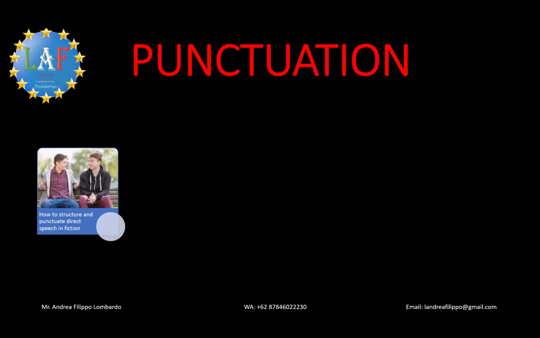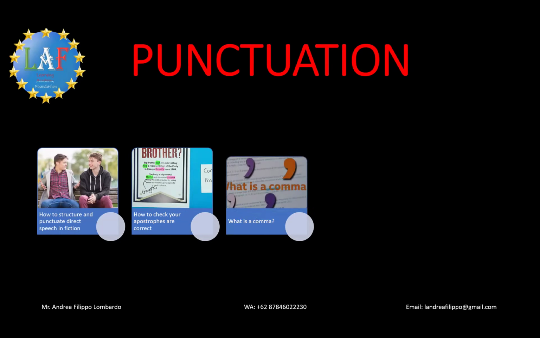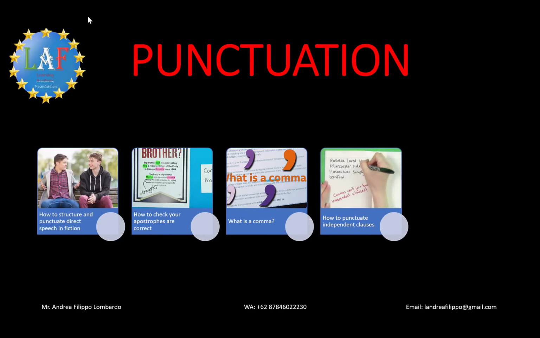Learn about punctuation. The students will see dialogue makes a story engaging if they make it clear who's speaking. So they will learn how to structure and punctuate direct speech in fiction. They will find out how to use apostrophes to show possession and for when letters are omitted from words. They will discover what a comma is. They will learn how to use commas to punctuate sentences.